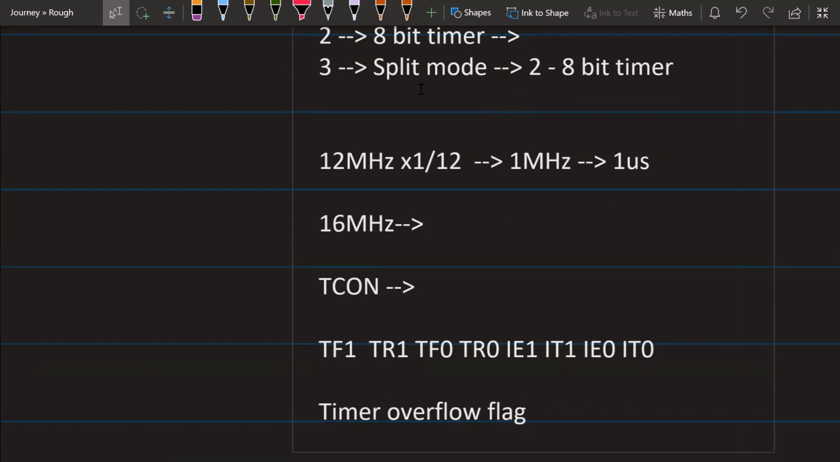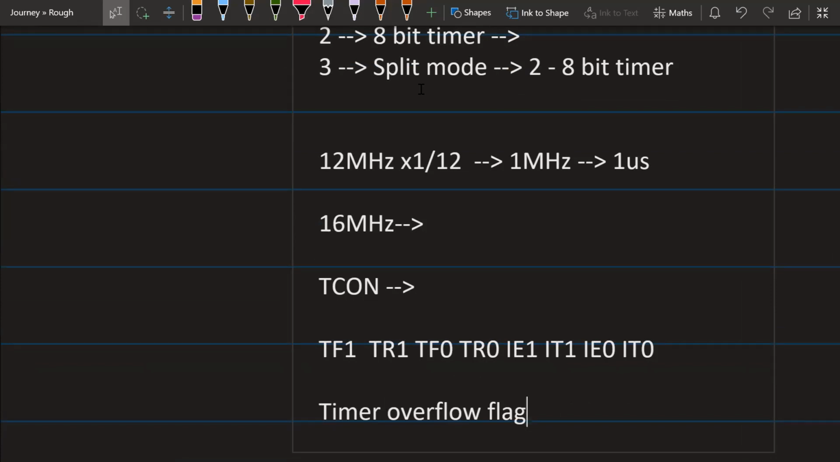Okay. So whenever this is set to 1, it means the timer is rolling from maximum, all 1s, to all 0s. It is actually its output, right? So it will be set to high whenever it is rolling from all 1s to all 0s.